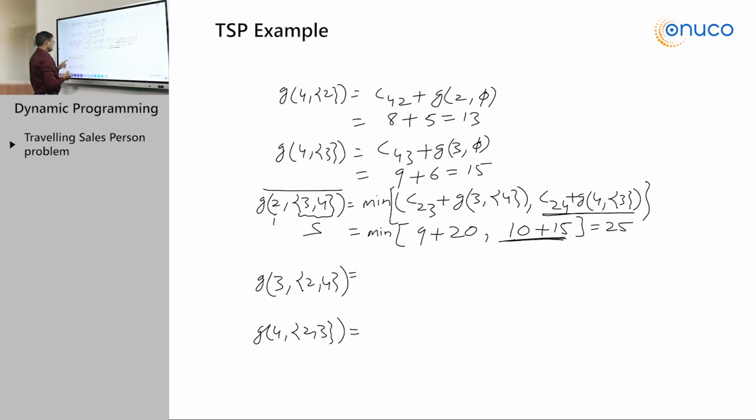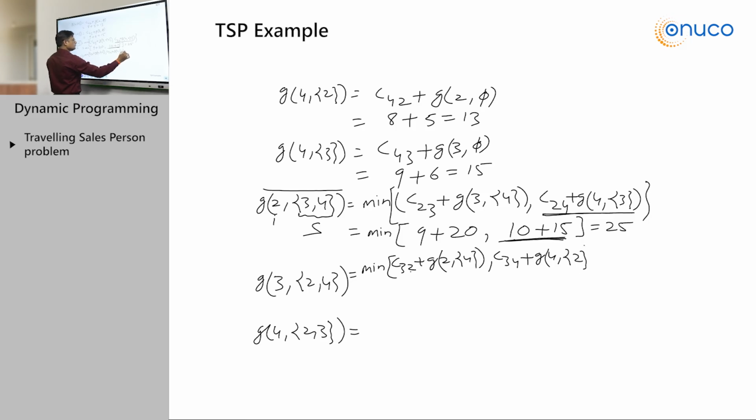next is G of 3, {2, 4} we are going to compute. In a similar way, we are going to write min of C of 3, 2 plus G of 2, with {2, 4} minus 2 remaining 4, comma C of 3, 4 plus G of 4, with {2, 4} minus 4 being 2, right? So, based on this, we are going to find out the minimum value.